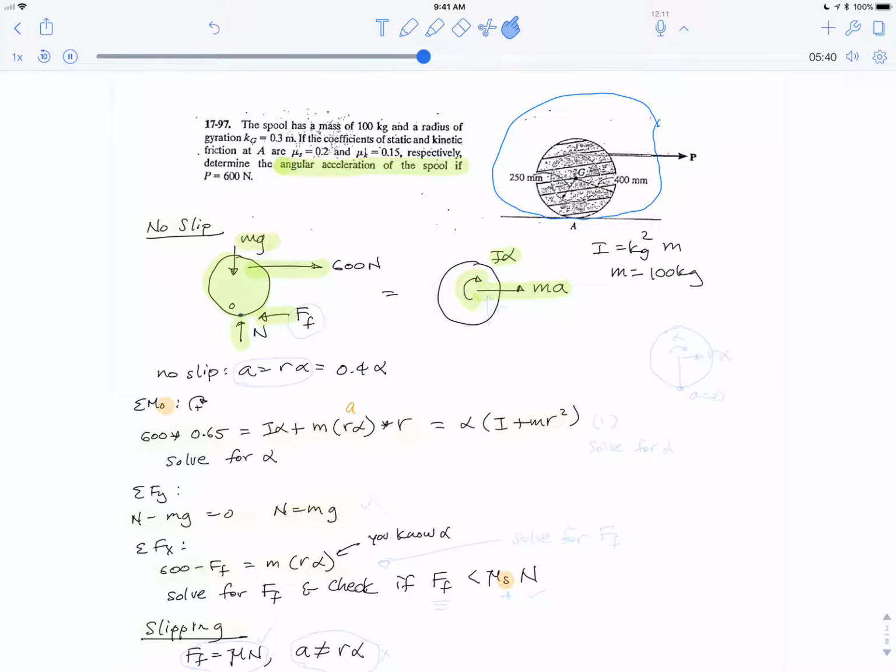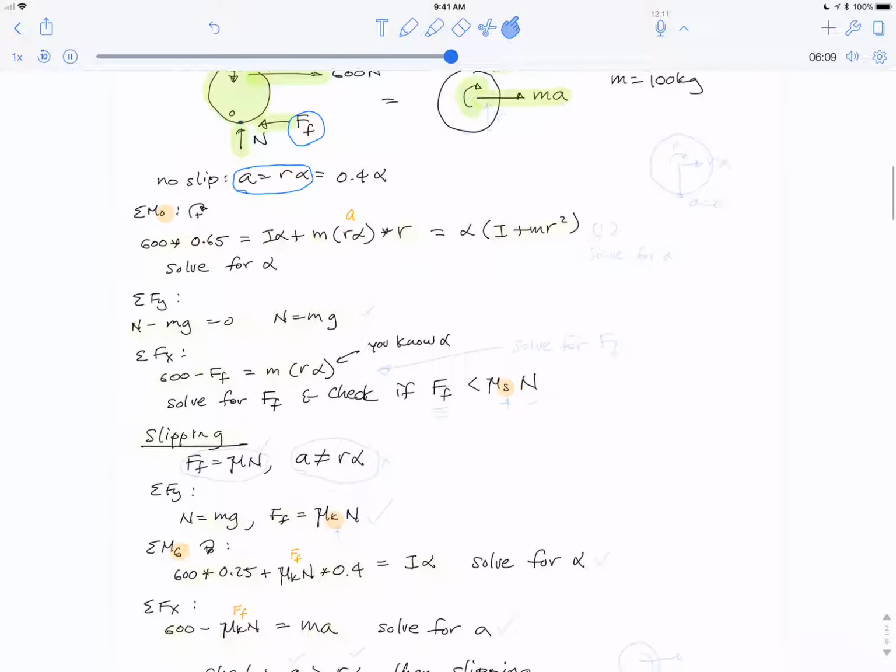So now I want to just stop and talk about these rolling problems. There's always two things that can happen. It's either not slipping, in which case you do not know what that friction force is. It is not mu times N. But the additional information you do know is that if it's not slipping at the bottom, it's not moving, so the acceleration at the center is r times alpha. So that's the additional information.